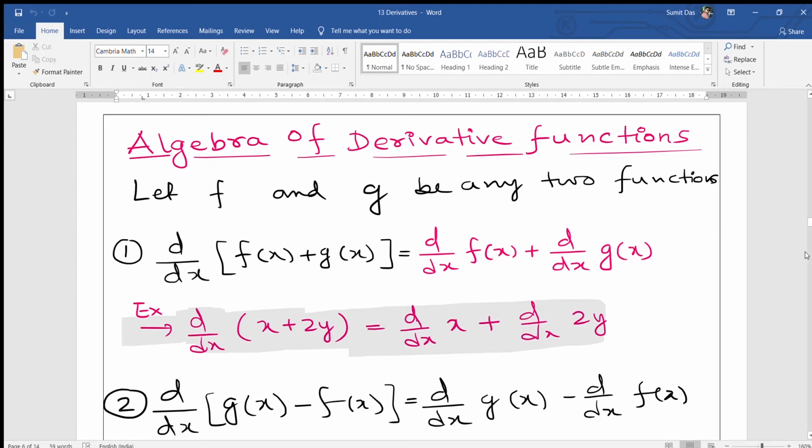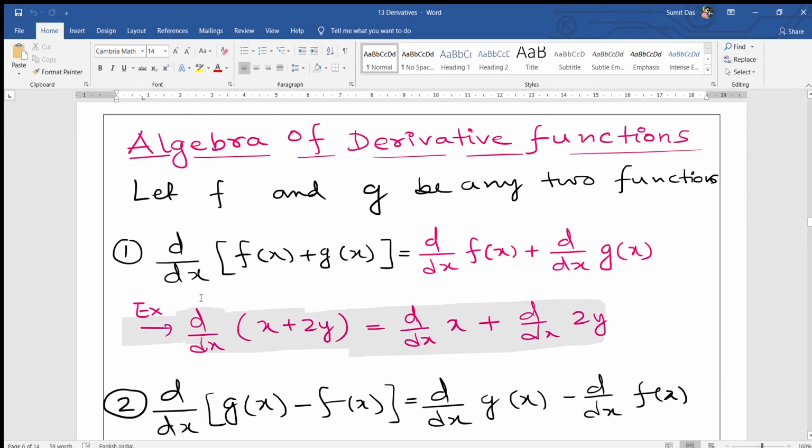Today's discussion is on algebra of derivative function. The actual class in the first three points I forgot to record, so I'm just adding this part. So algebra of derivative, we let f and g be any two functions. This kind of algebra we did in limits also.